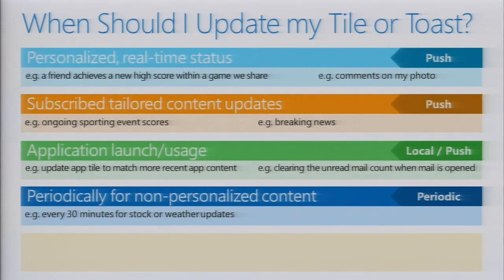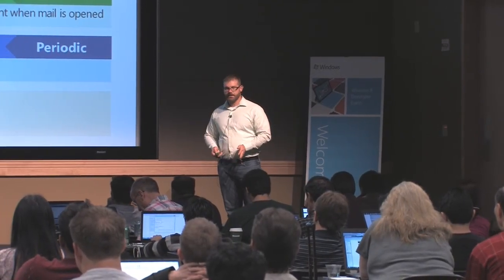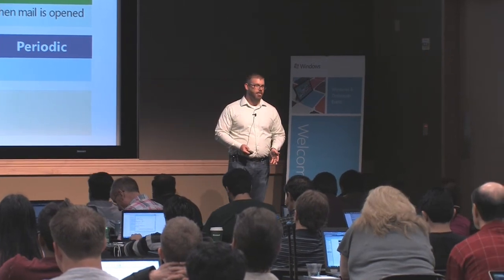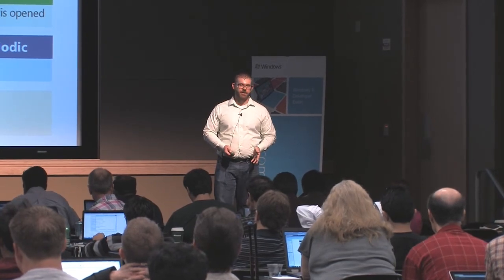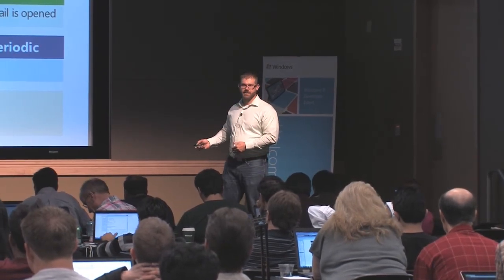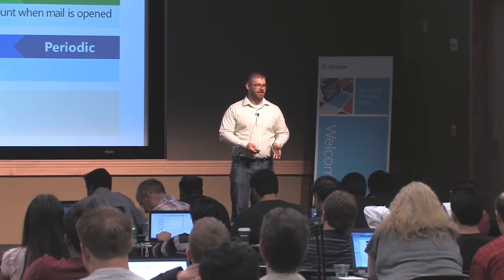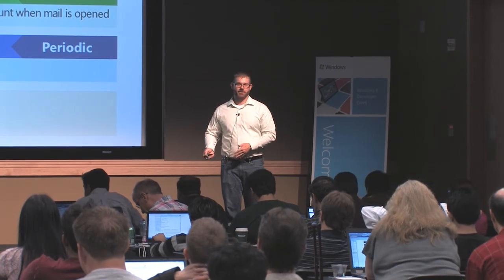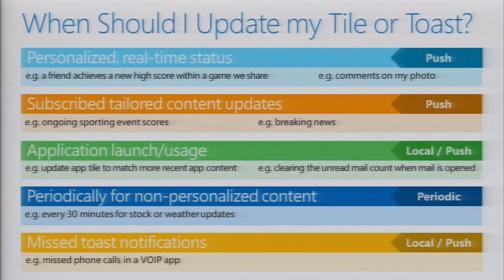For non-personalized content, things like stock updates and weather, doing polling and periodic is a great way to do it. This is content that users care about, but if they really want to know the most real-time, up-to-date status of things, they're actually going to launch your app. I tend to think of the stock tile as a good example here. Day traders aren't going to rely on your stock tile to find out what's going on in the market. They're going to launch your app, hopefully. And that's where you want them. You want them to launch into your app. The tile is just the front door. And of course, we talked about missed toast notifications, like missed phone calls.